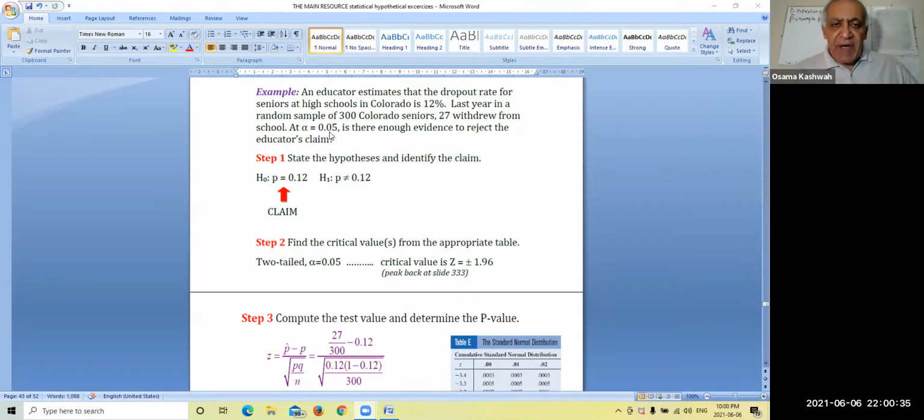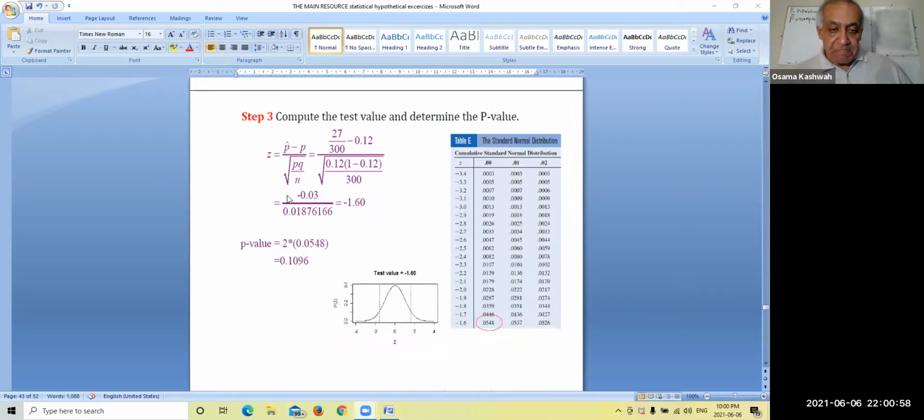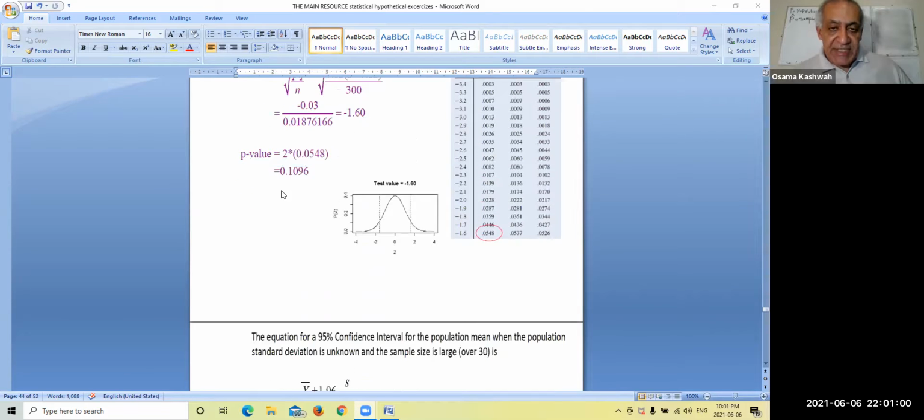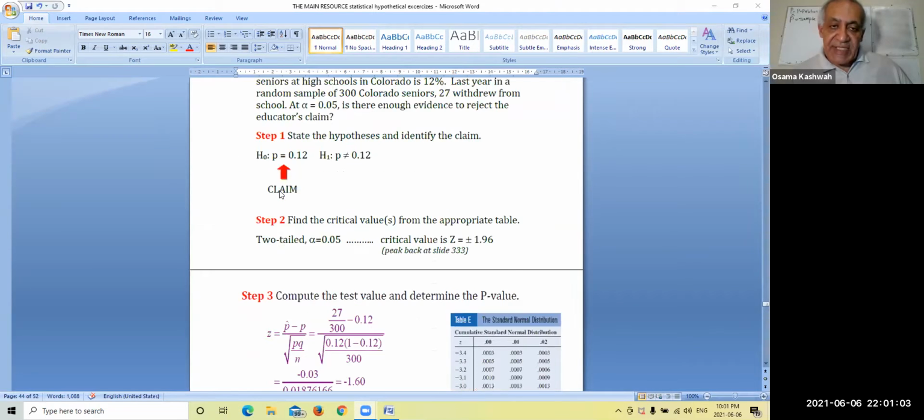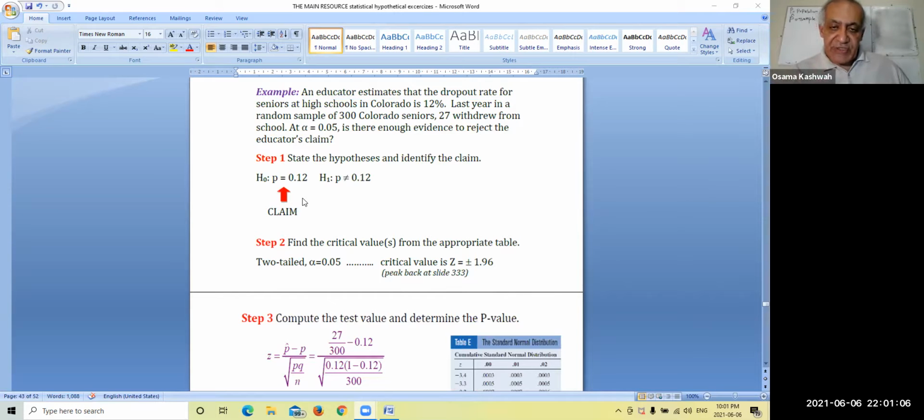Okay, alpha is 5%. Then we have alpha, or the significance level, is 5%. If there is enough evidence to reject the educator's claim, enough evidence means equal or non-equal. So it will be a two-tailed test, because we said here he's suspecting. So if we let P be the population percentage, then we'll do it like this.